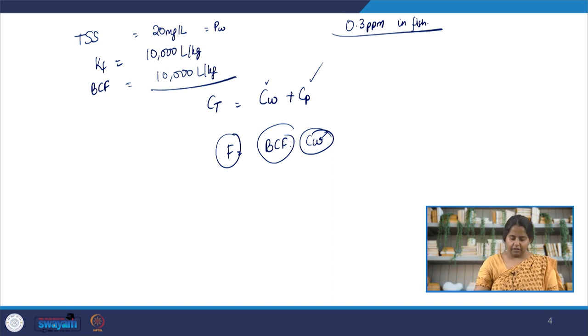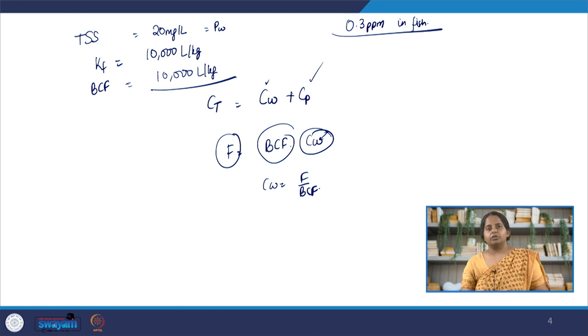Okay, so let's find out Cw. Cw is equal to F by BCF. Please be very careful about the units. Make sure that you are consistent in your use of units. So let's put in the values. We have 0.3 gram by 10 to the power 6 gram.